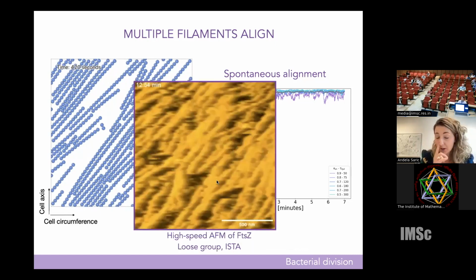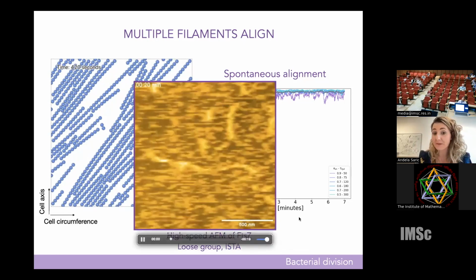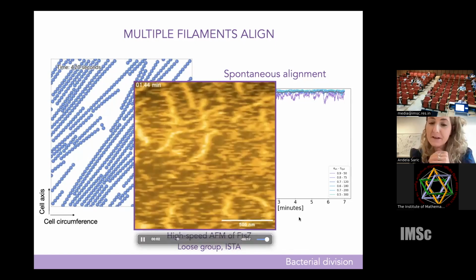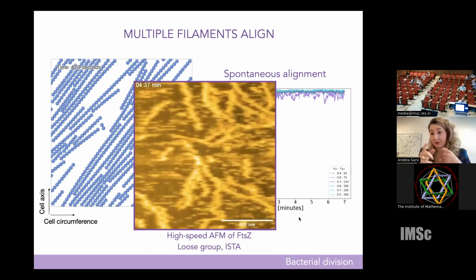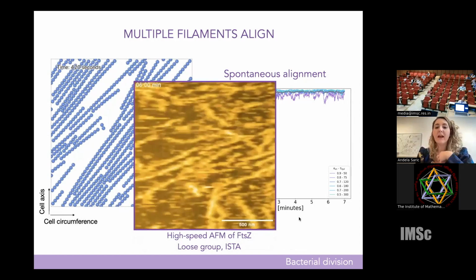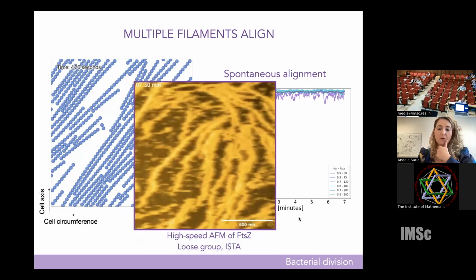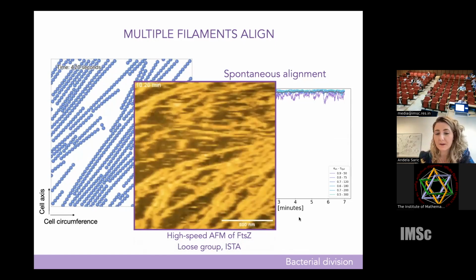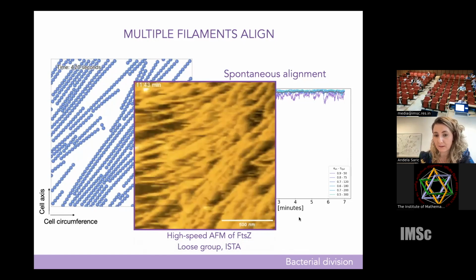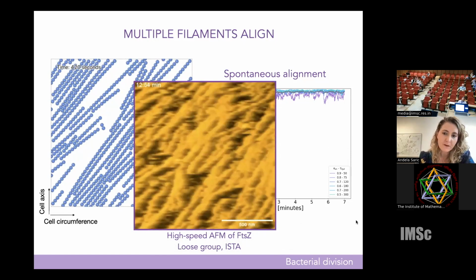So if you go now to in vitro data, here we teamed up with Martin Loose's group at ISTA, who have high-speed AFM of this FtsZ filament on supported lipid bilayers. Here the filaments nucleate on the membrane, they treadmill, they grow and shrink. And after some time, the filaments start aligning, very similarly to what we get in simulations.